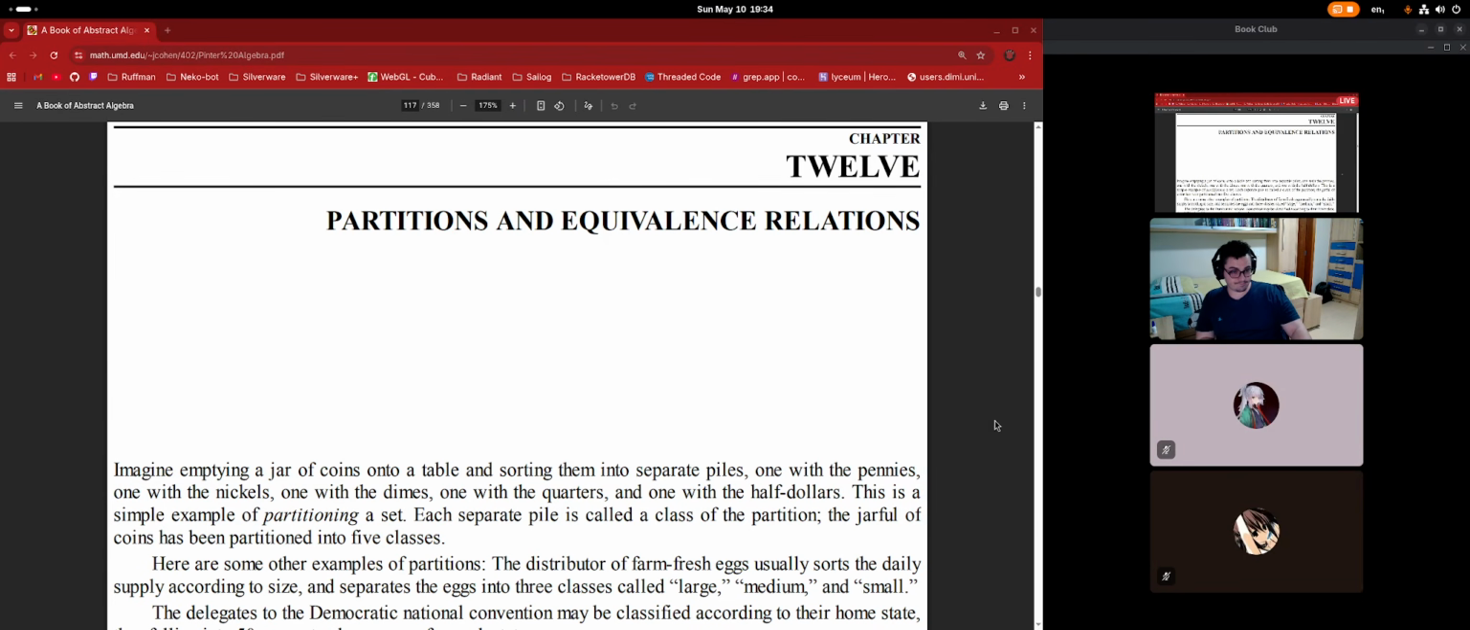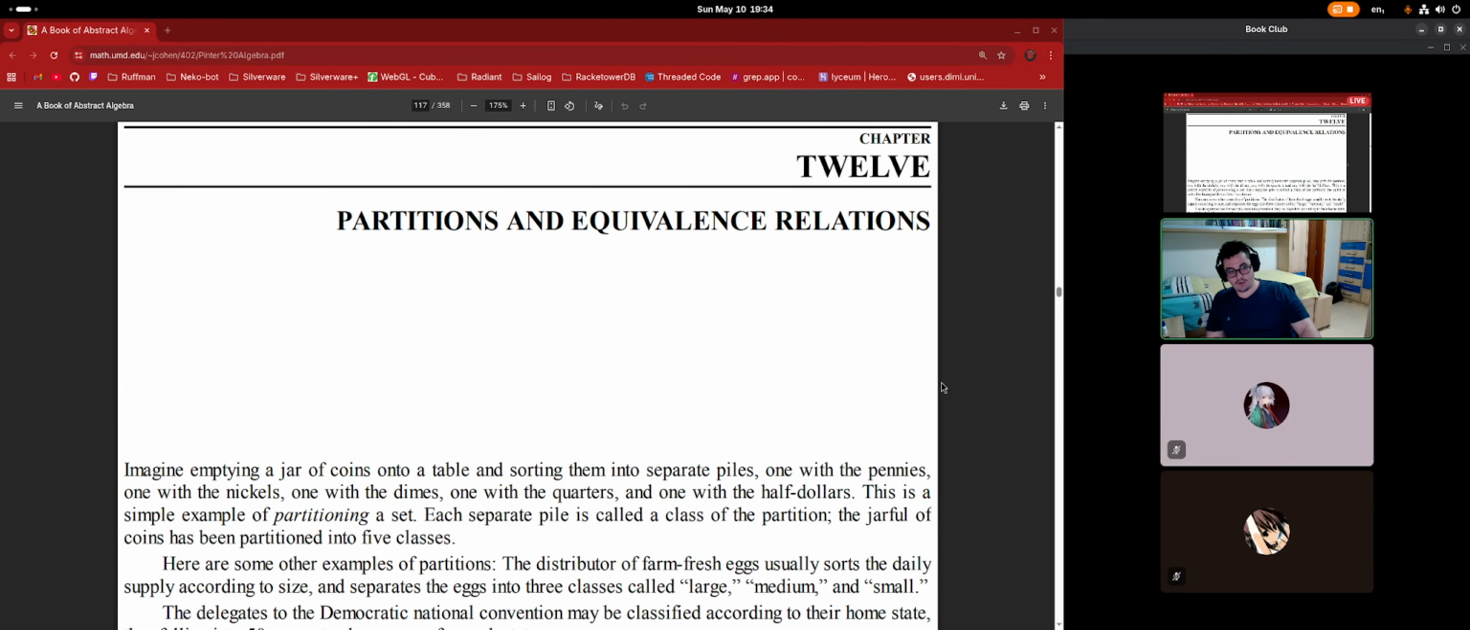Recording. Okay, so today we're going to be talking about chapter 12. Chapter 12 is about something cool, right? So it's about partitions and relations and equivalence relations. The whole equality problem comes back every time, just in a different form.